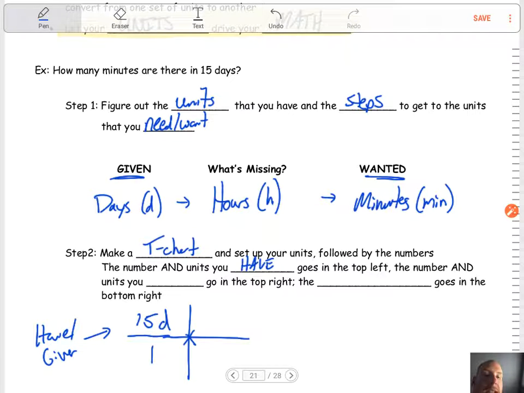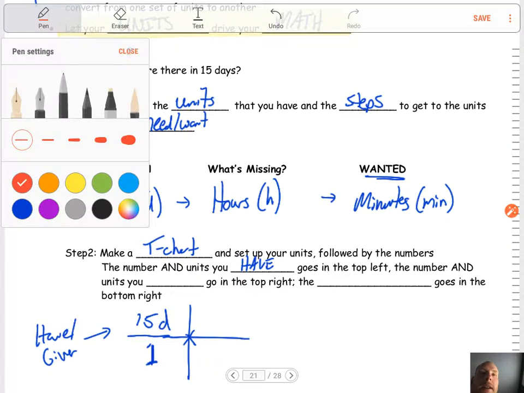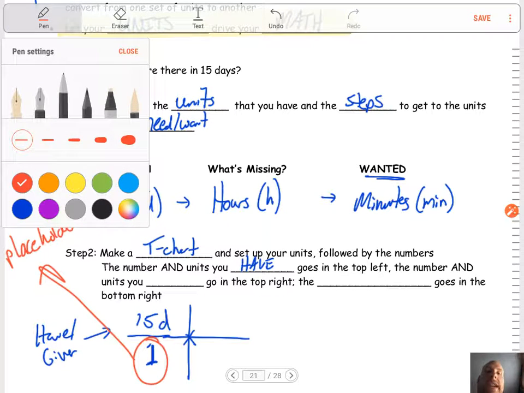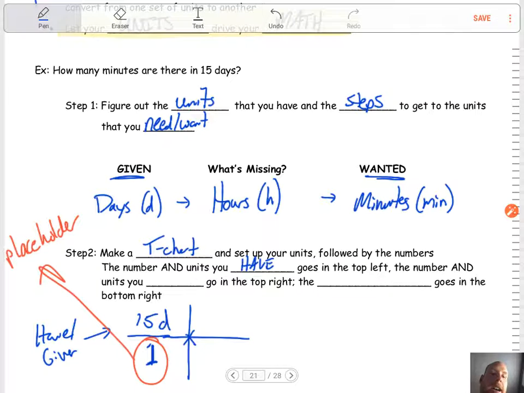To keep us from getting confused, always put a 1 down here in the bottom. It's a placeholder. I'm going to change colors to reiterate that. This is a placeholder, so that you don't get confused and write anything down there. This is something that's helped so many students out in the past. I encourage you guys to do it as well. There will be a special case or two where we actually do have that, but most of the time we're not going to worry about it.